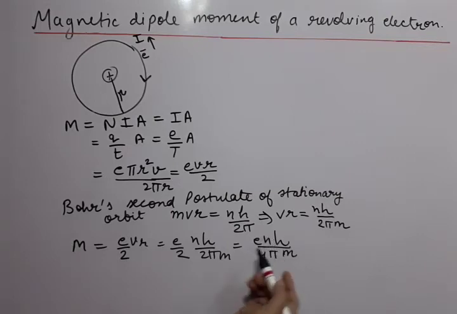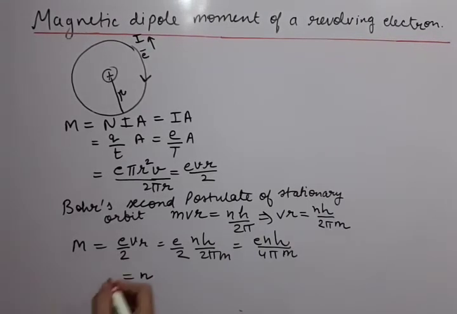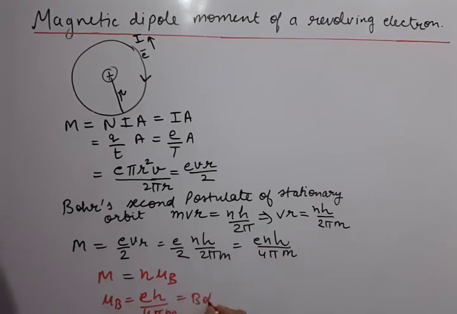h is Planck's constant. 4 pi is also a constant and m is the mass of the electron. So if only n is separated, then this remaining term, we call what? Mu B. Mu B means Bohr magneton. What is mu B? eh upon 4 pi m. Only this n I have not written. So this is called Bohr magneton.